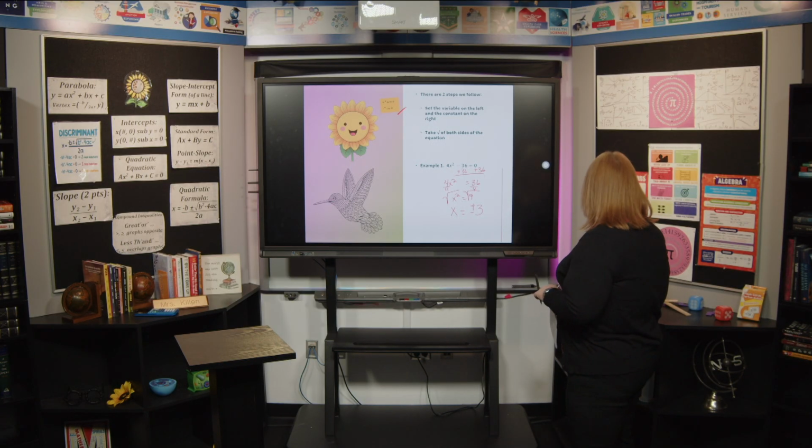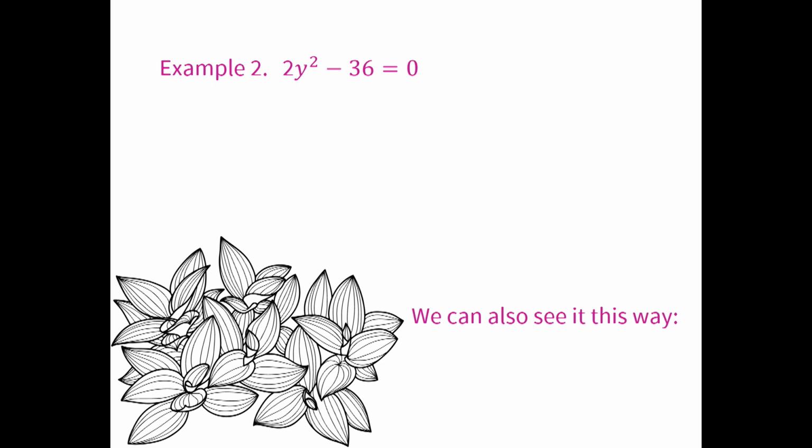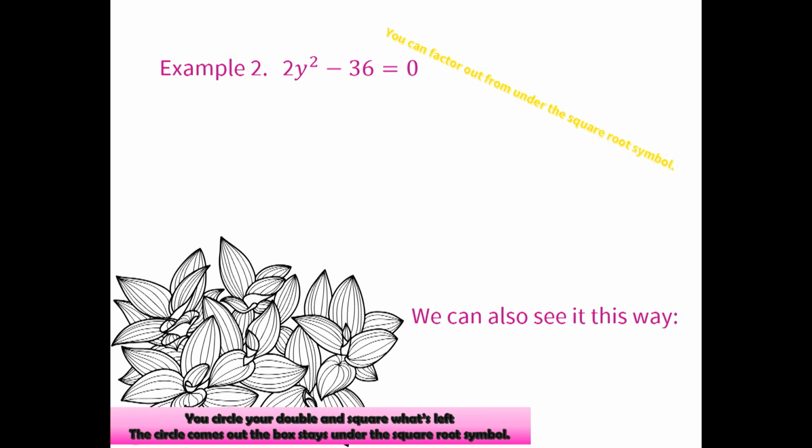All right, so let's look at some more. Now we've got this one. 2y squared minus 36 equals 0. So I'm going to do the same thing and see what's going to go on. You can factor out from under the square root symbol. And when I'm factoring, I'm going to do some type of circling. So with these 2 notes in mind that we put on our notes page, I want to go ahead and do example 2, but I wanted to give those 2 notes first.